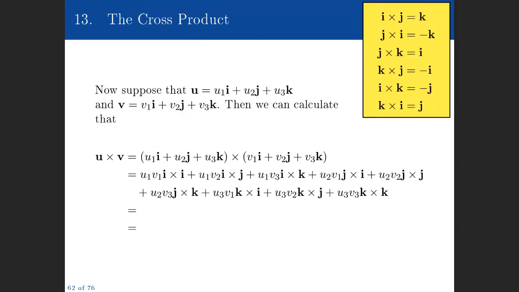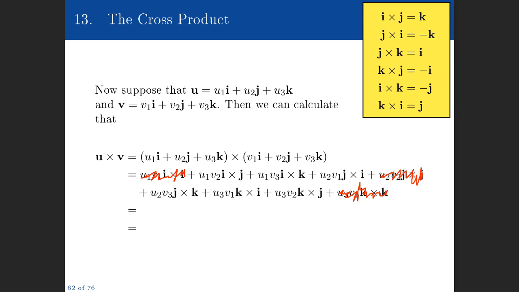Now, we can simplify this. Remember that I cross I is 0, so we can forget about this, that's just 0. J cross J is 0, so there's another term we can forget about, that's just 0. And K cross K is just 0, so forget about this. Then we're left with 6 terms.